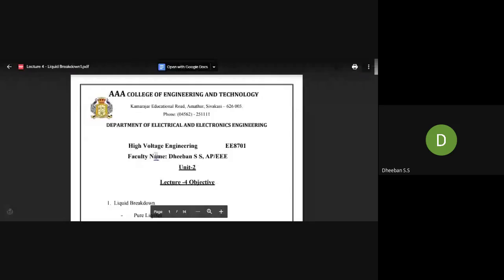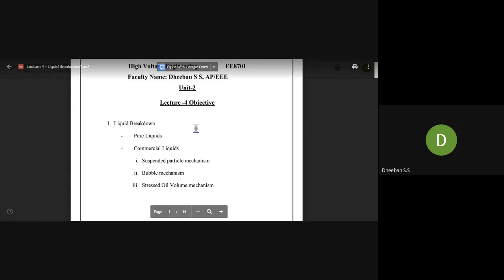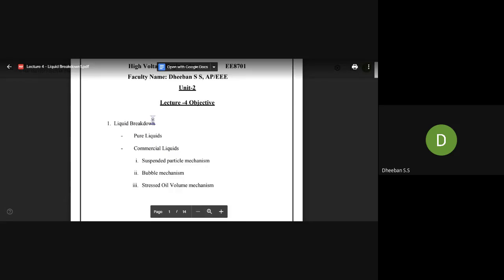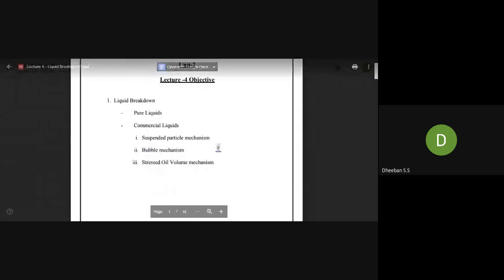So in this lecture, we'll be seeing the different kinds of liquid breakdown. Basically, a liquid can be of two different types. One falls under the category of pure liquids, and the next falls under the category of commercial liquids. So these are the two main categories, and with respect to these two categories, we'll be seeing the liquid breakdown in this lecture. The different mechanisms in commercial liquids we'll also be covering.